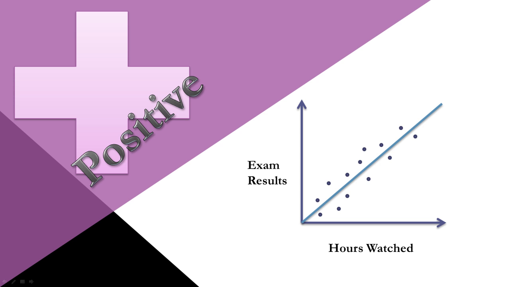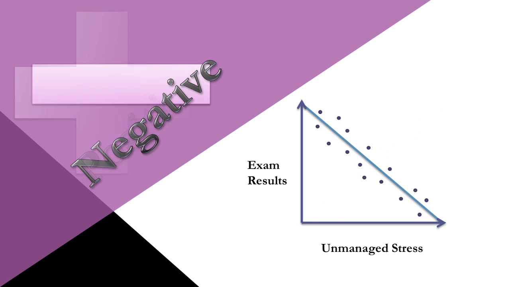Remember that a positive correlation is like a positive relationship. Both people are moving in the same direction through life together. If the correlation is negative, it means that as one variable increases, the other decreases. People who tend to score high for one variable will tend to score low for another. Therefore, if there is a negative correlation between unmanaged stress and exam marks, it means that people who have more unmanaged stress tend to get lower marks on their exam. Remember that a negative correlation is like a negative relationship. The people in the relationship are moving in opposite directions.